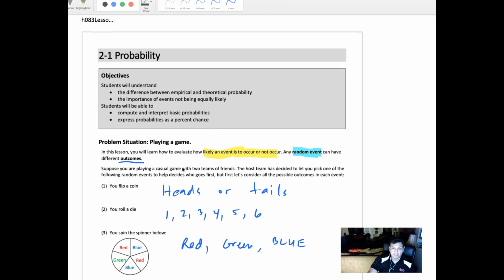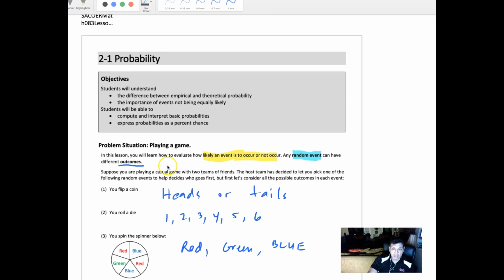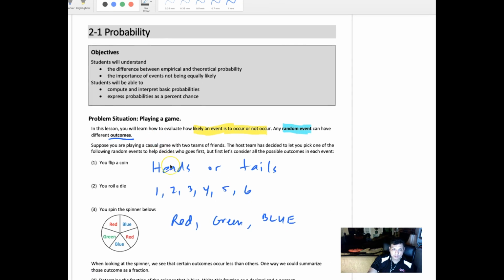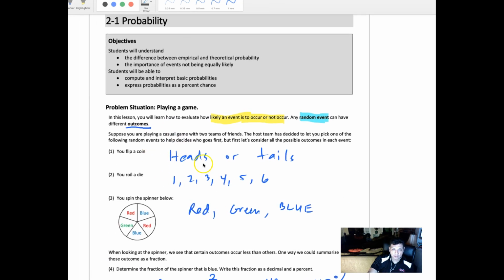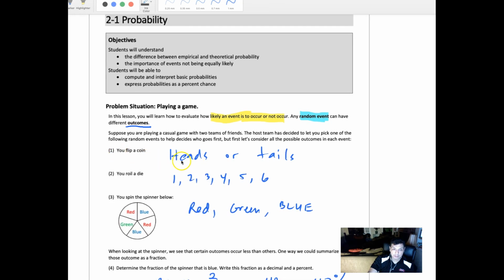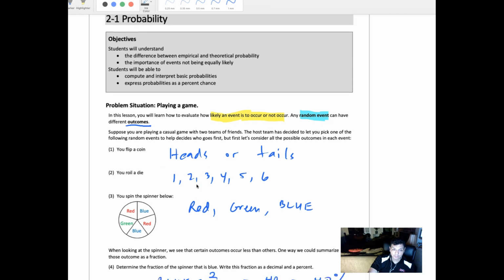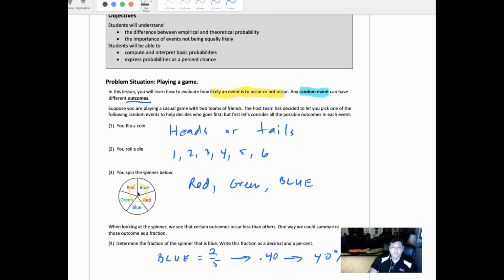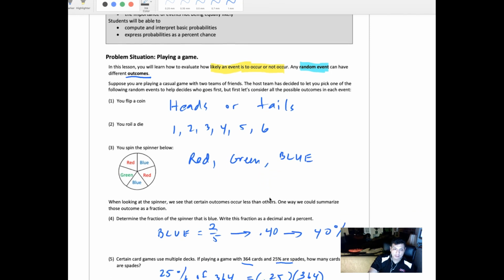It's a number, and it measures how likely a random event will occur. When you think about events or things happening, there are different outcomes that can occur. So we start off with this situation: if you flip a coin, what are the outcomes? The event of flipping a coin has two outcomes, heads or tails. And so that's what we list there as the possible outcomes. You roll a die, a standard die, one die. You can get a 1, 2, 3, 4, 5, or 6. Here's an example of a spinner. Spinning that spinner is an event. An outcome would be either landing on red, blue, or green.